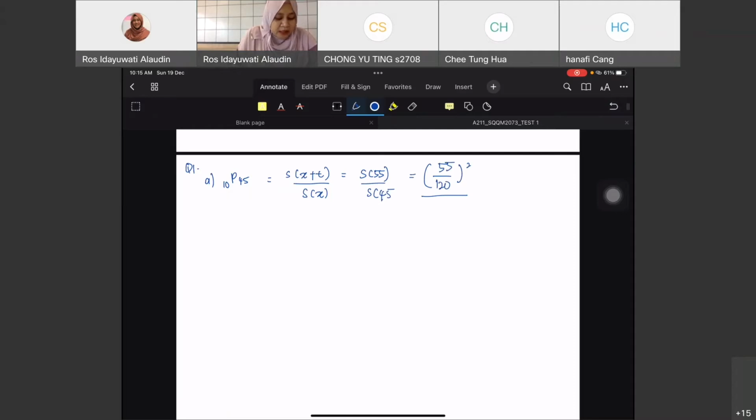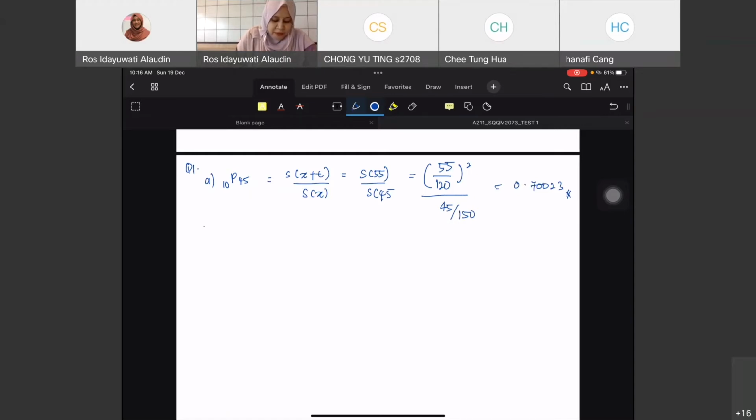And then 45 will use the first function since it's in the range of 0 to 50, and you will get 0.723. Okay, the answer must be in 4 decimal points, so it's about 0.7002.